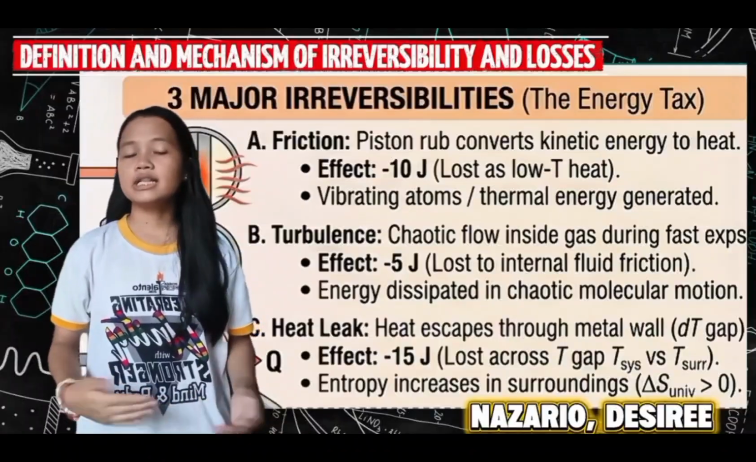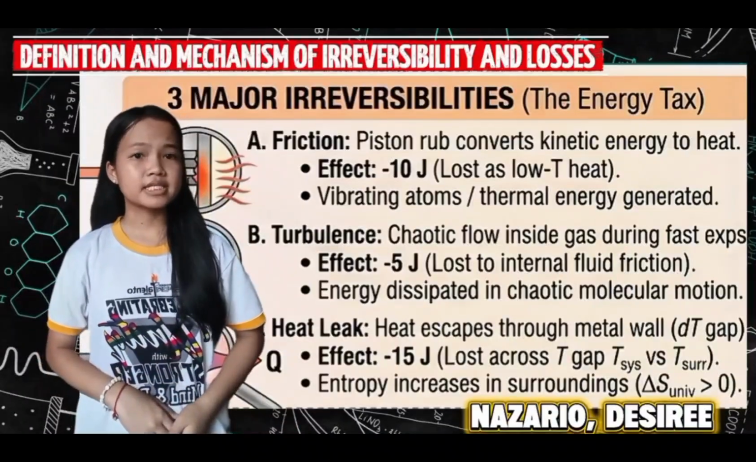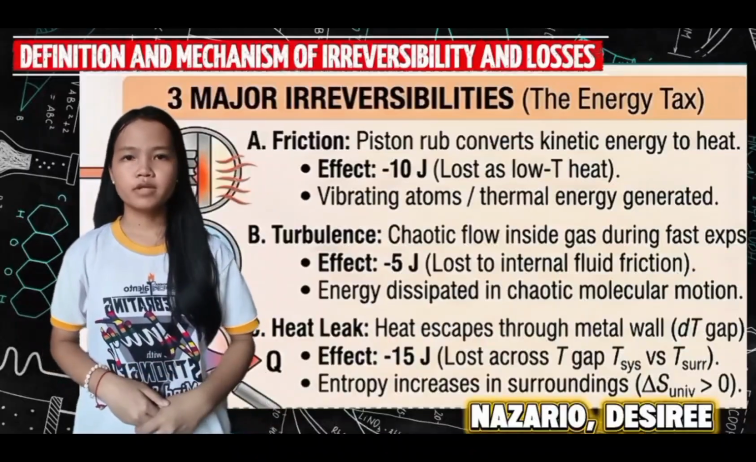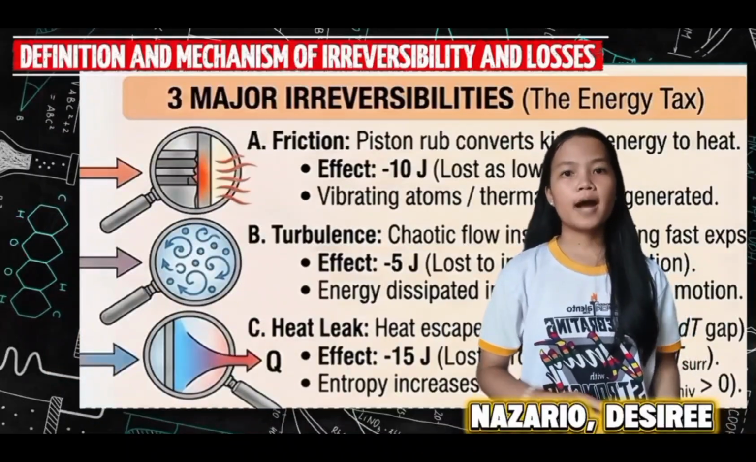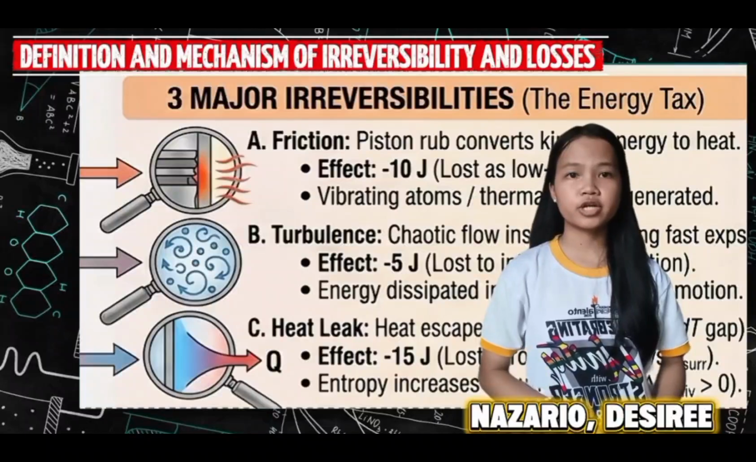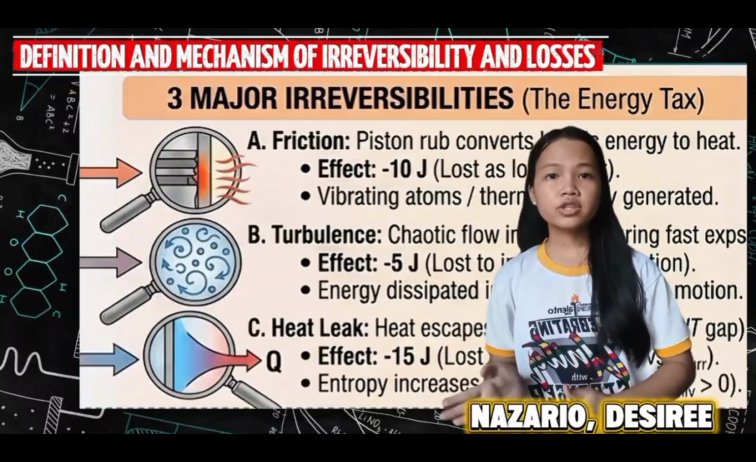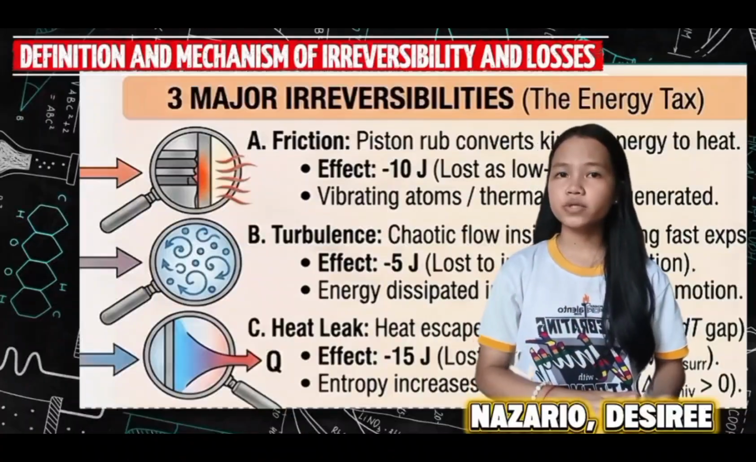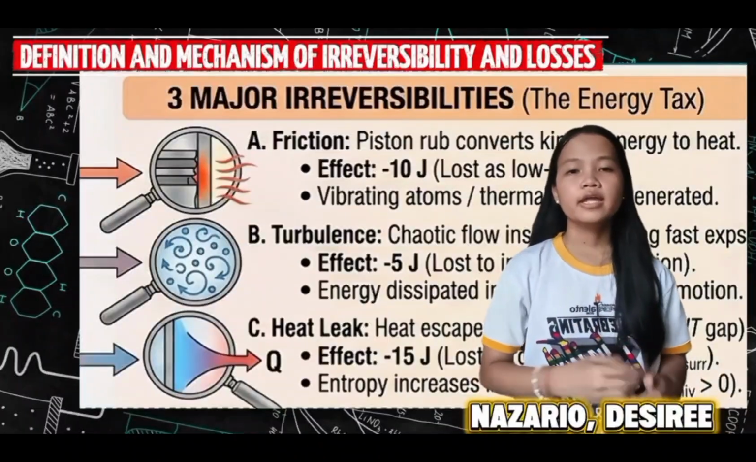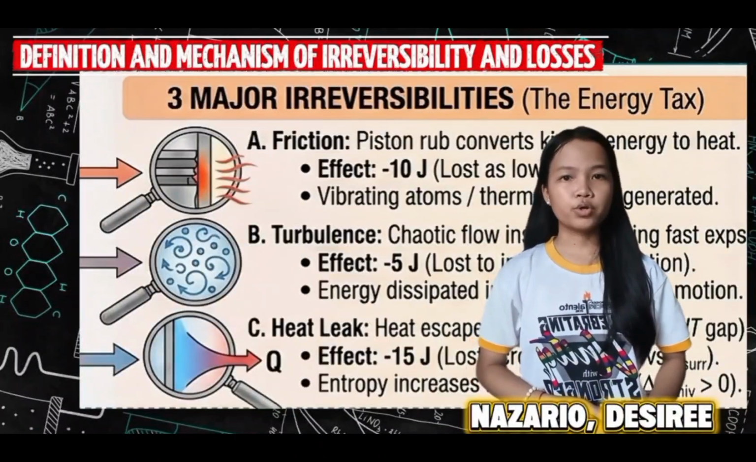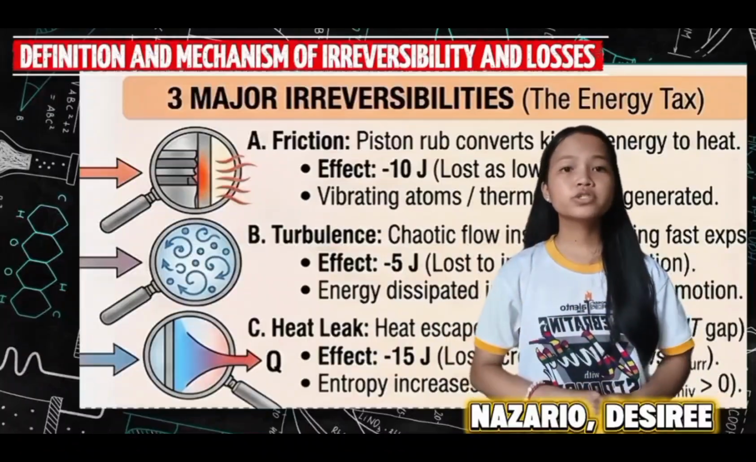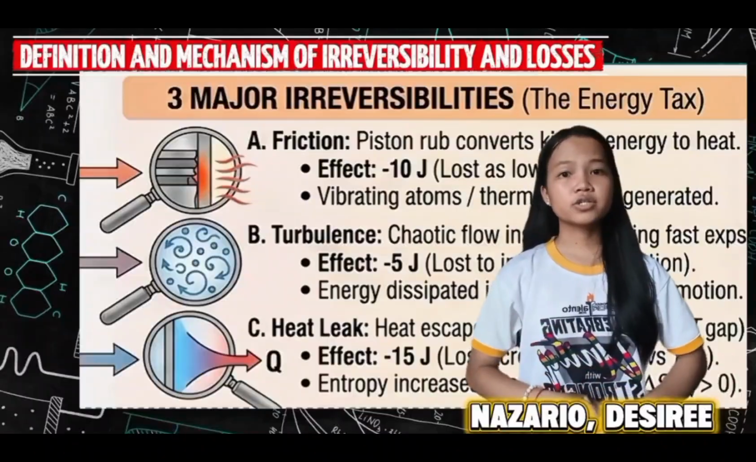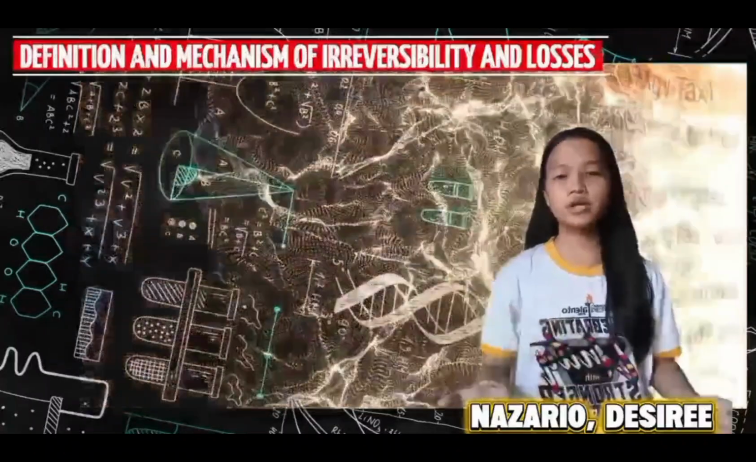The last is the heat leak. Heat escapes through the metal cylinder into the room, and 15 joules are lost across the temperature gap. Now to determine the actual work in this scenario, we just have to subtract the total loss from our ideal goal, which is 100 joules minus 30 joules, equal to 70 joules. It means that instead of our goal of 100 joules of work, only 70 joules of work is actually extracted in the actual scenario.